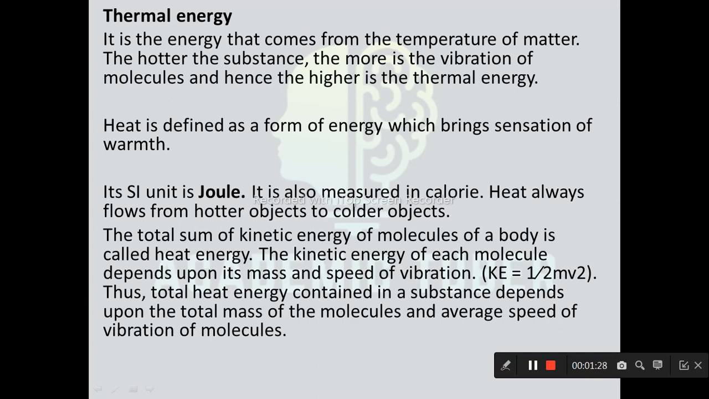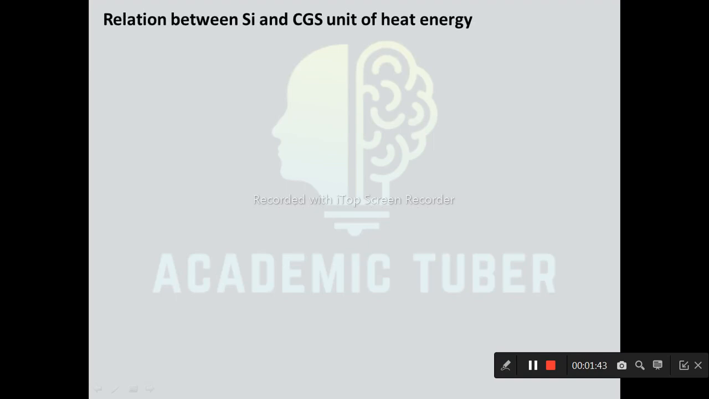The kinetic energy of each molecule depends upon its mass and speed of vibration. Thus, total kinetic energy contained in a substance depends upon the total mass of the molecules and average speed of vibration of molecules.